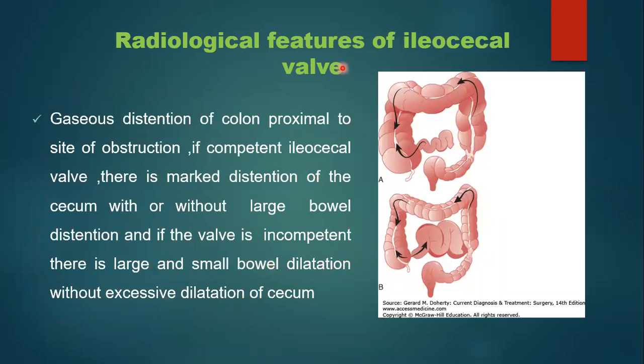Radiological features of the ileocecal valve. Gaseous distension of the colon proximal to the site of obstruction. There are two types of large bowel obstruction: type A, competent ileocecal valve, and type B, incompetent ileocecal valve. In type A, there is excessive dilatation of the cecum with or without large bowel extension, without small bowel dilatation.